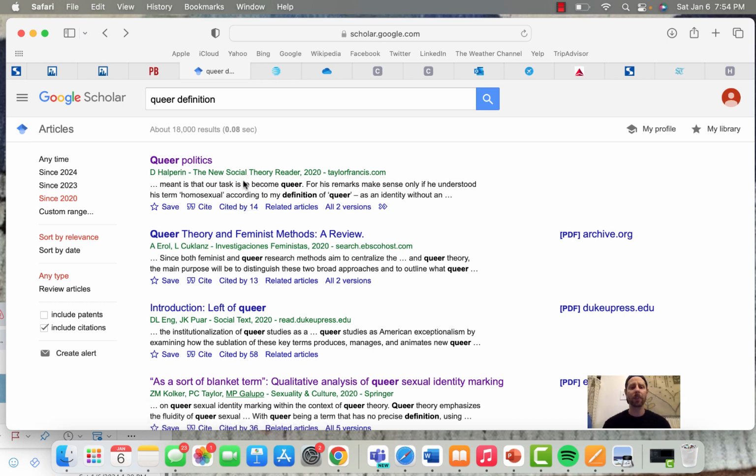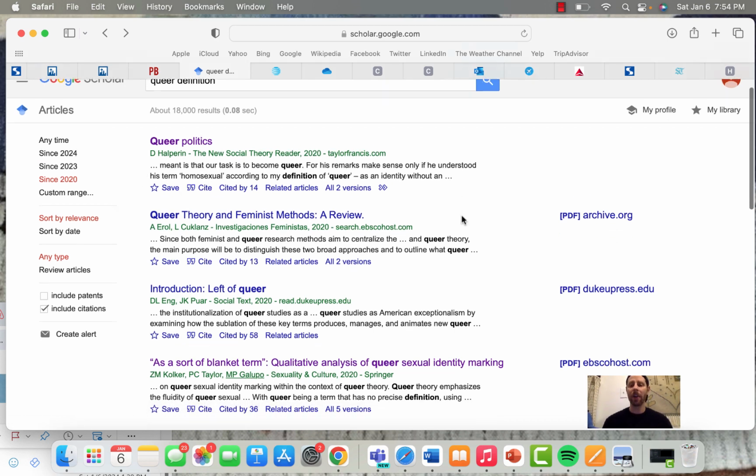And if you haven't used Google Scholar much, you can set it by date, right? You can look at things since 2020, since 2023. So I've set it since 2020, right? I want maybe more current definitions, but I could go back in time, folks. I could go back to 1950, 1970, 1980, right? This word queer has changed a lot, right?